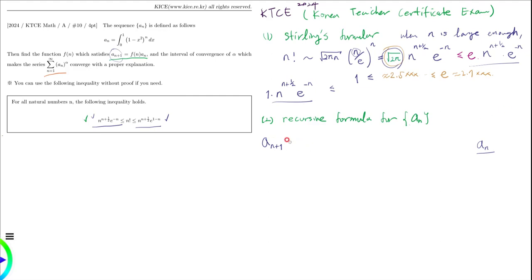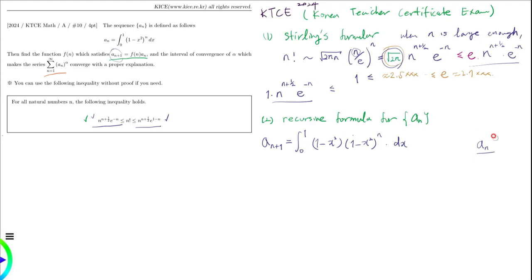A sub n plus 1 is the integration from 0 to 1 of 1 minus x squared, each quantity to the n plus 1 power. But instead of this, I want to write this one as 1 minus x squared times 1 minus x squared to the nth power dx here.